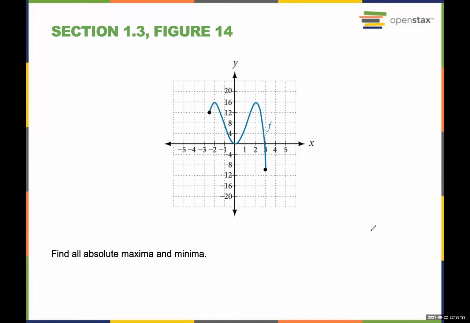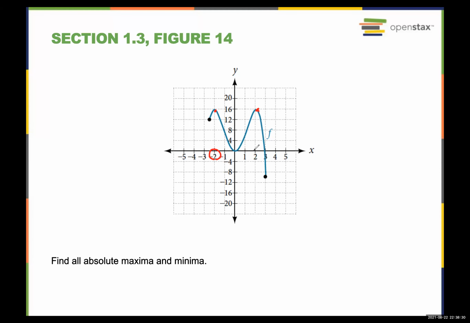Okay, observe the graph. Based on the graph, you have two absolute maximum, and that is when x is equal to -2 and x is equal to +2. And what is the y value? 16. So the absolute maximum is the y coordinate at x is equal to -2 and +2, which is 16.